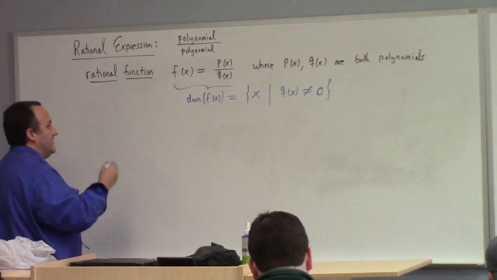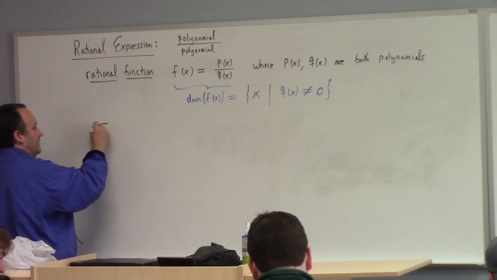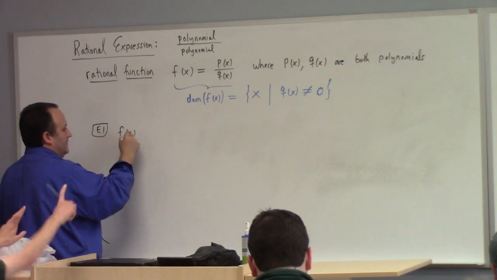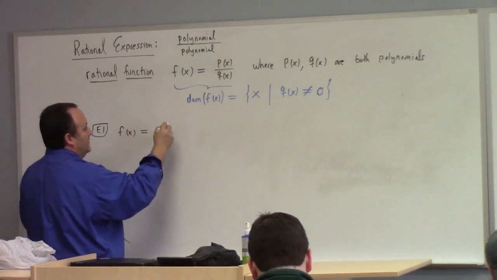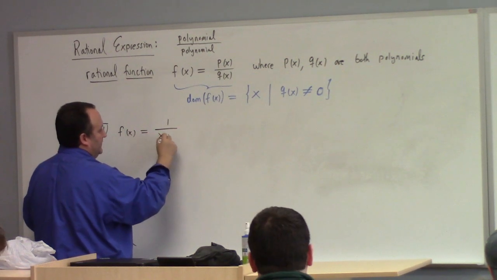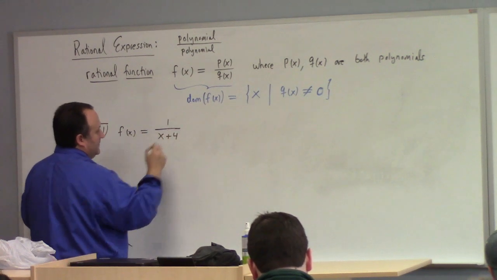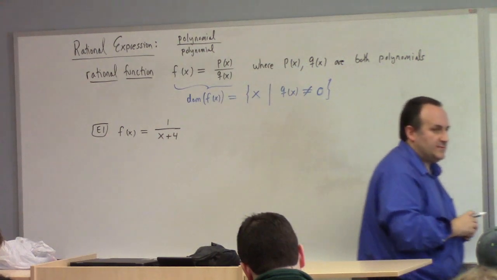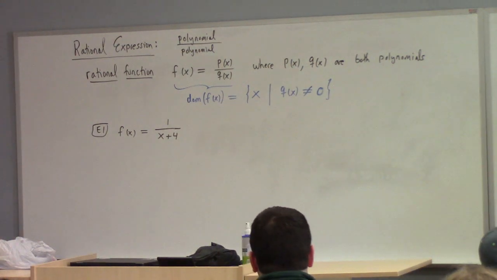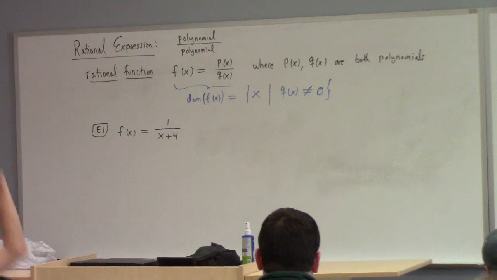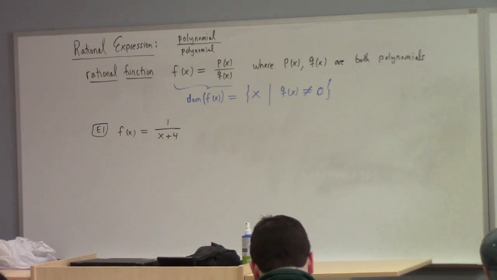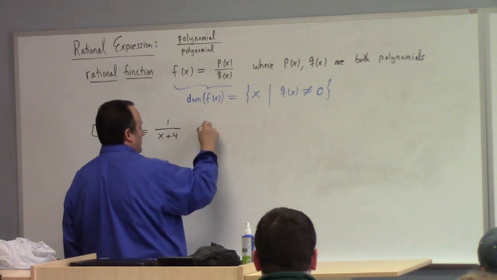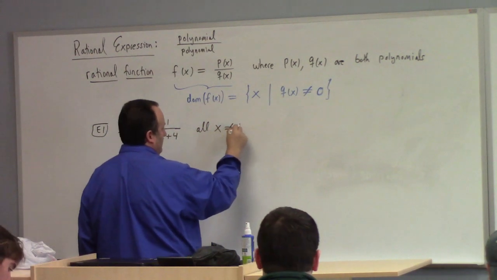So let's look at some specific examples, like example 1. Suppose we're looking at f of x equals 1 over x plus 4. Let me finish writing this down. The question is, what's the domain of this rational function? Yes, Michael? The domain is x is not equal to 4. So you say all x not equal to 4, right?